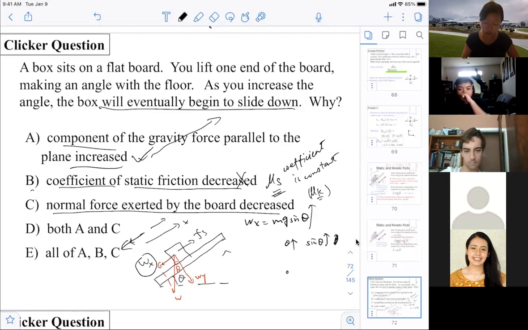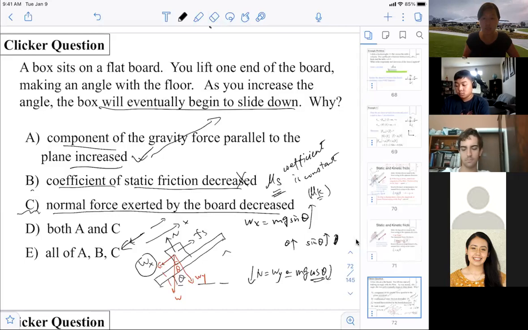So what is the normal force? Normal force balances out the weight of gravity in the y component, which is mg cosine theta. So as theta increases, cosine theta decreases. We do know that between 0 and 90 degrees. So normal force is indeed decreasing. So does C contribute to the phenomenon that the box is sliding down? Someone might say, well, it is correct, but how does that have anything to do with the box sliding down?